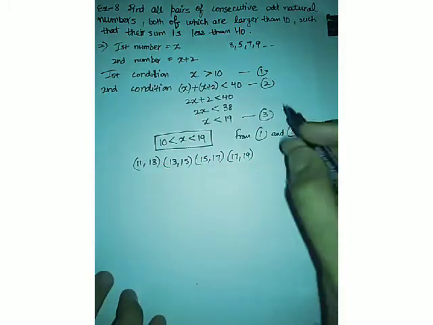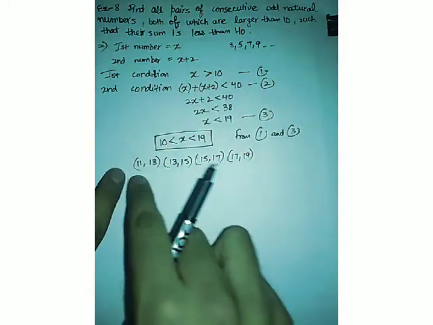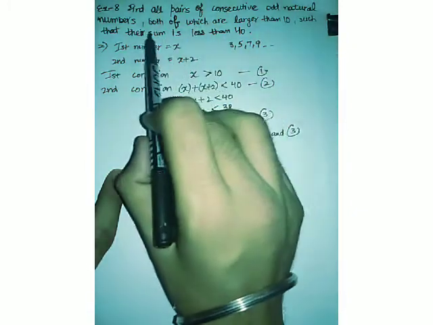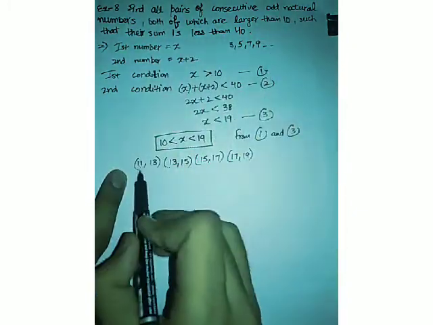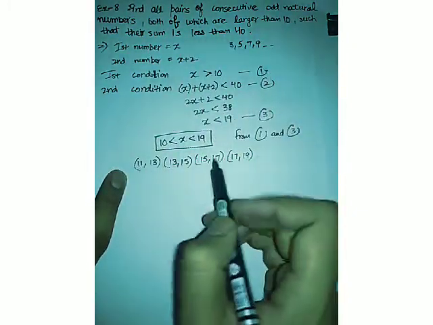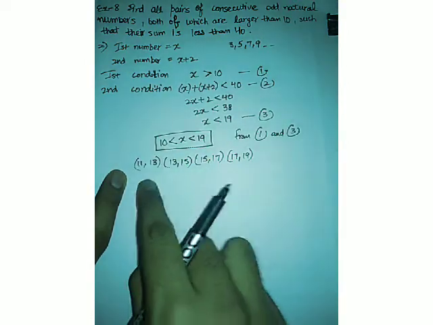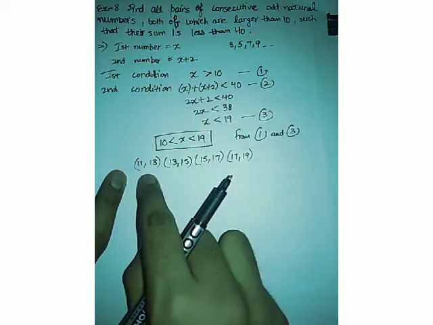If you have any doubt regarding these numbers, you can also cross check, because there is a second condition as well, that their sum is less than 40. You can add both of these, and in each case your sum will be less than 40. So you can cross check your answer as well.